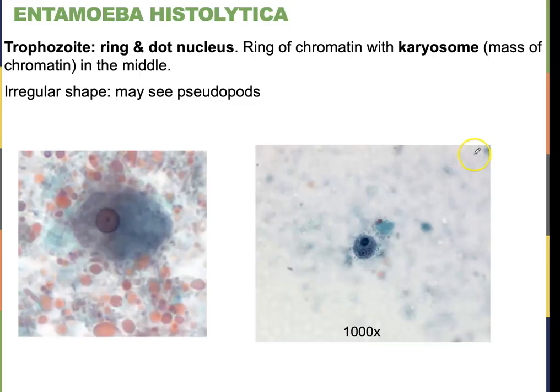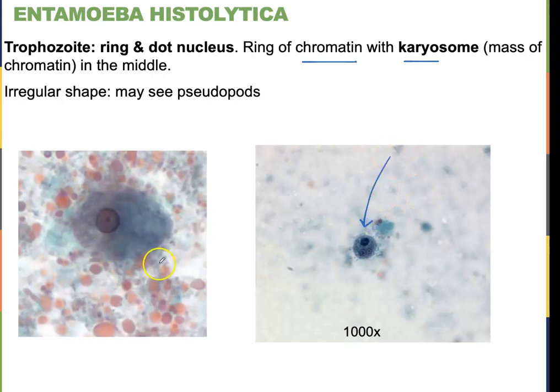And then I know that Entamoeba histolytica was part of our lab exam. So just another look at this guy. A trophozoite will have a ring dot nucleus, and so will the cyst actually. You can see this amoeba has a ring and then a dot, that's its nucleus. It's because of the way that the chromatin, which is the DNA, arranges itself, and it has a karyosome in the middle. But this is what we saw in lab pretty much.